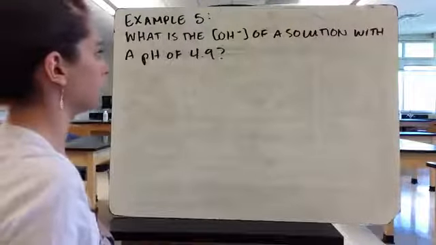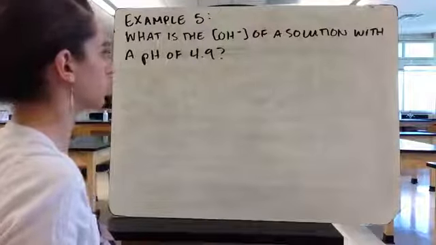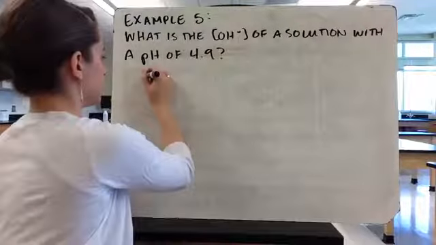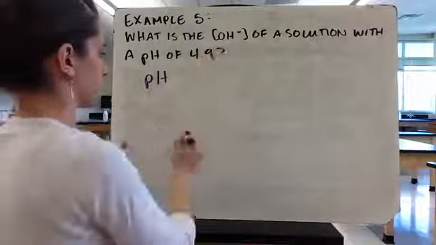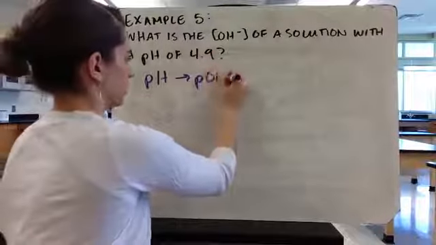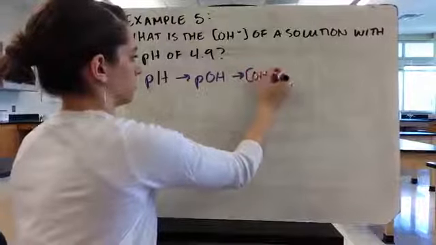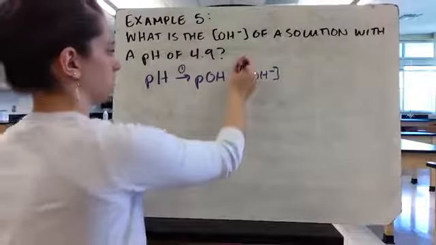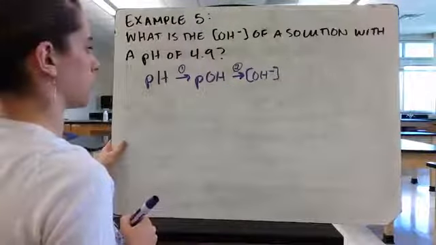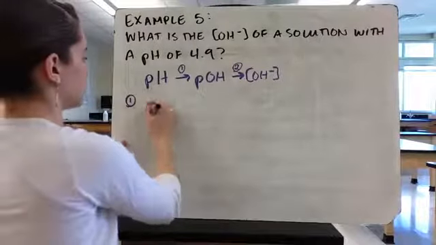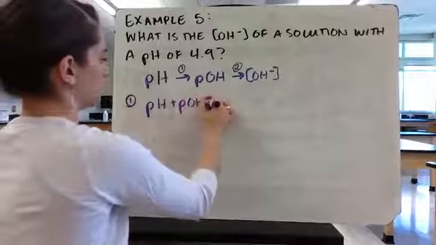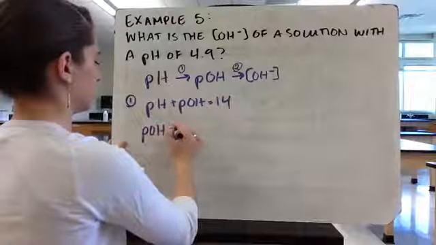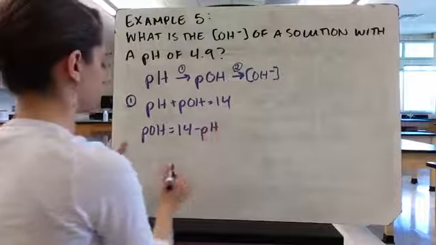Example 5 says, what is the hydroxide ion concentration of a solution with a pH of 4.9? Now again, we can't go straight from pH to our concentration of hydroxide, but we can go from pH to pOH to hydroxide. So step 1 is going to go from pH to pOH. Step 2 will go from pOH to our concentration of our ion. So for step 1, we know that pH plus pOH equals 14. That would mean pOH would be equal to 14 minus pH.